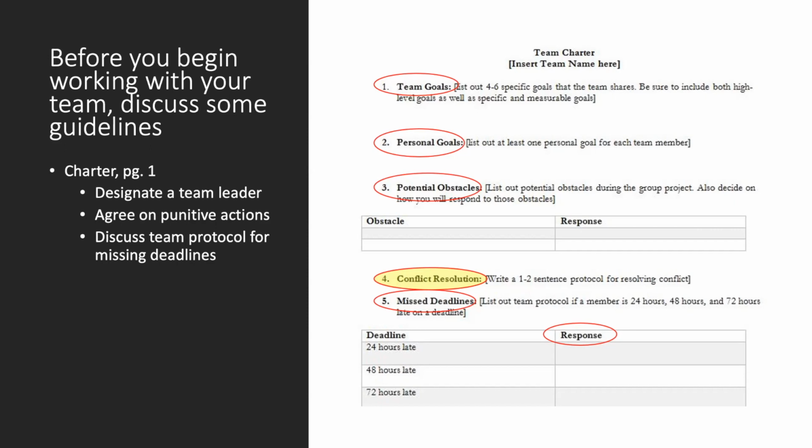Conflict resolution. So we want a 1 to 2 sentence protocol for resolving conflict. Basically, when conflict arises, we'll have a discussion. If that escalates, we'll have a vote. If that escalates, we'll leave it up to the instructor. That's going to be different from team to team, but that's sort of how it works. And then missed deadlines, right? So if an individual on your team misses a deadline by a day, 2 days, or 3 days, what are we going to do? Again, that's up to the team to decide and have shared expectations around.